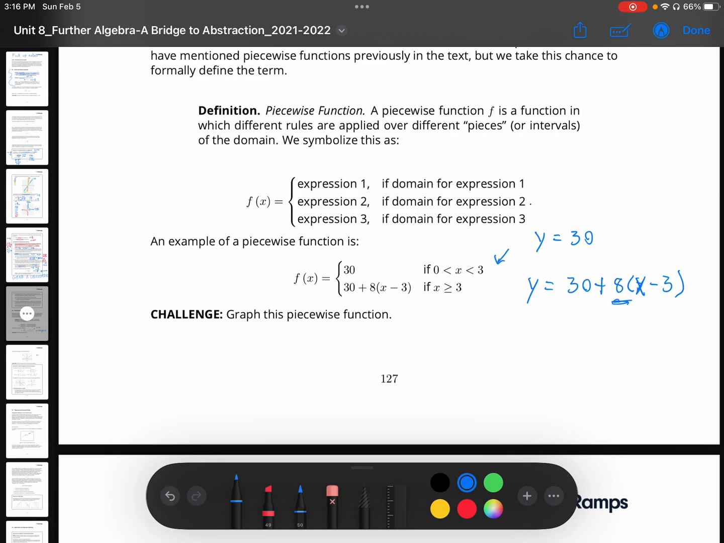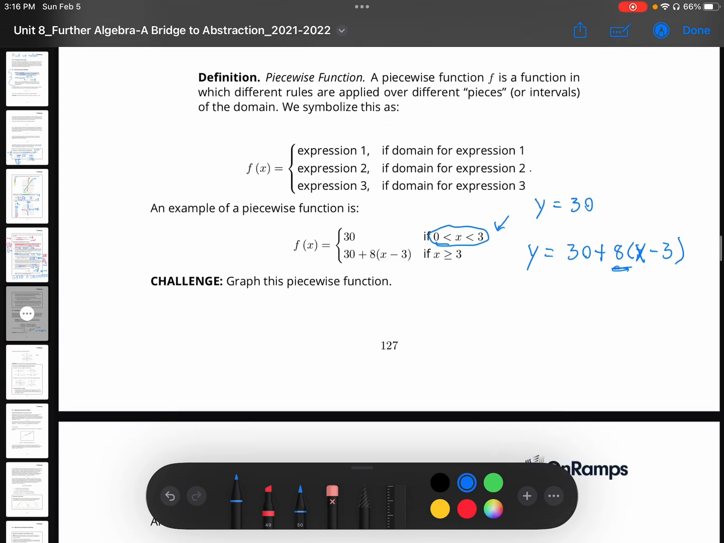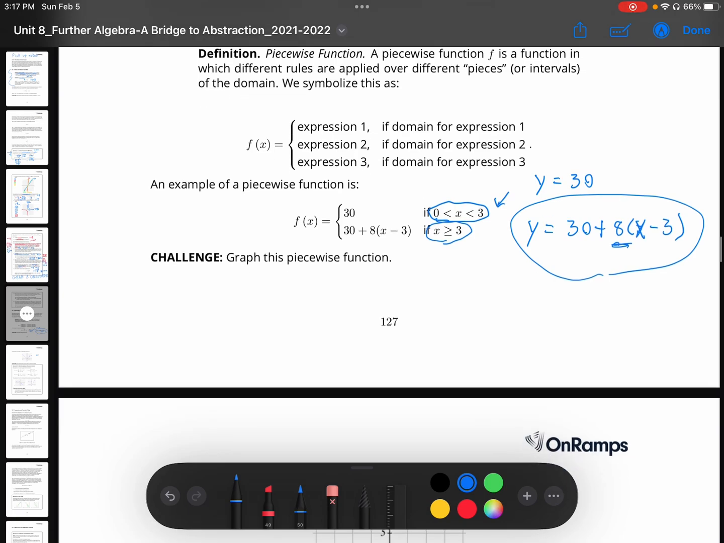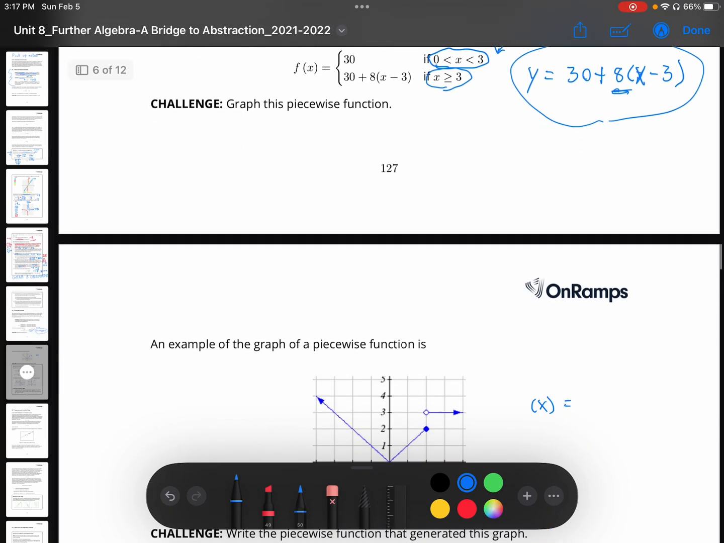So the way this would work is that you would only graph the top part in this domain. What do I mean by domain? Well, that's just a little vertical sliver between x equals 0 and x equals 3. So you would only draw the horizontal line at 30 between those two x values. And then you would draw this linear function only in this interval, which is x greater than or equal to 3. So basically, where you see x equals 3, you would draw everything to the right of that.